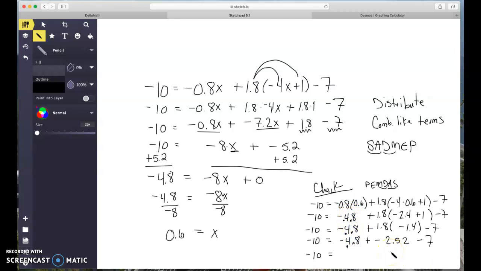So negative 0.48 plus negative 2.52, that gives me a negative 3. And negative 3 minus 7 is negative 10, and negative 10 is equal to negative 10 is a true statement. So I know, in fact, I do have the right answer of 0.6. Whew, I made a small mistake with my decimal in my check. So it's always good to be thinking critically about the answers that you are writing down.